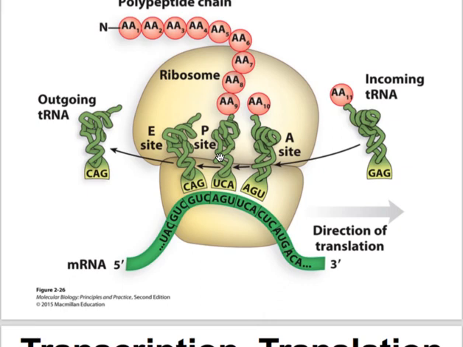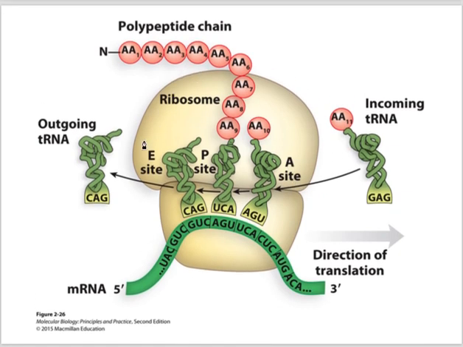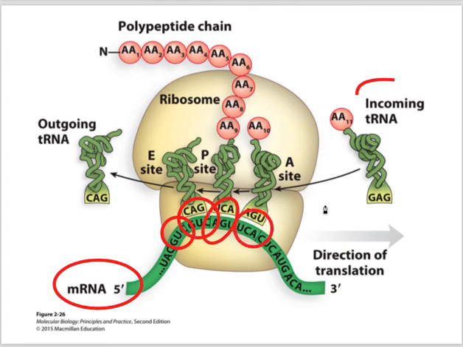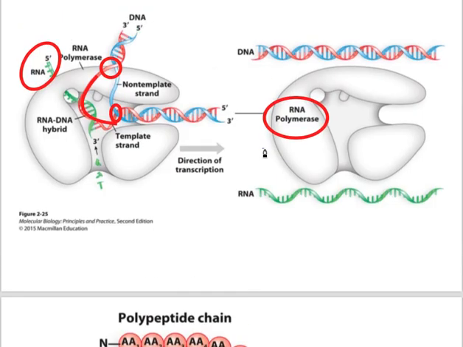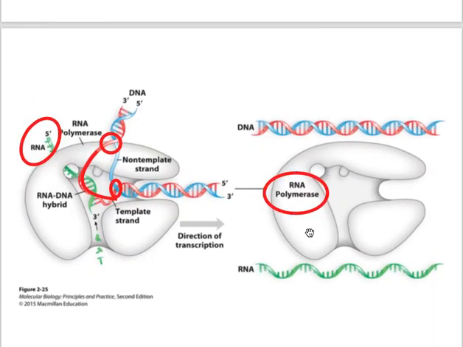Next, this is translation. This is going to take our RNA and it's going to read that triplet code, 3 by 3 by 3. And each of these 3 is going to count as an amino acid. And this huge chain of amino acids is going to go on and form massive proteins, like RNA polymerase.